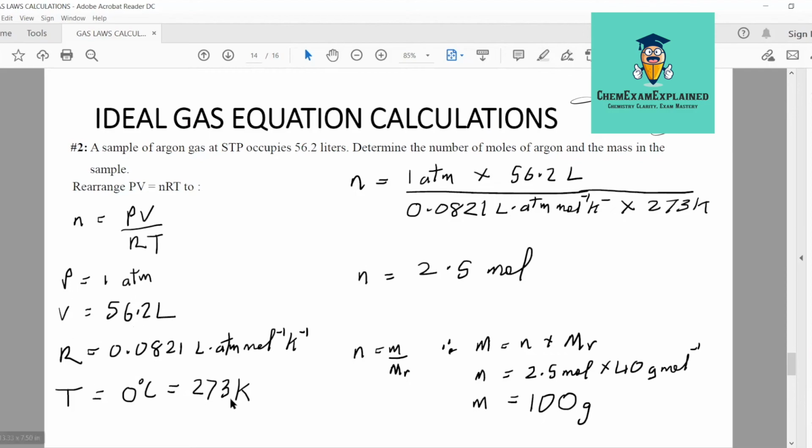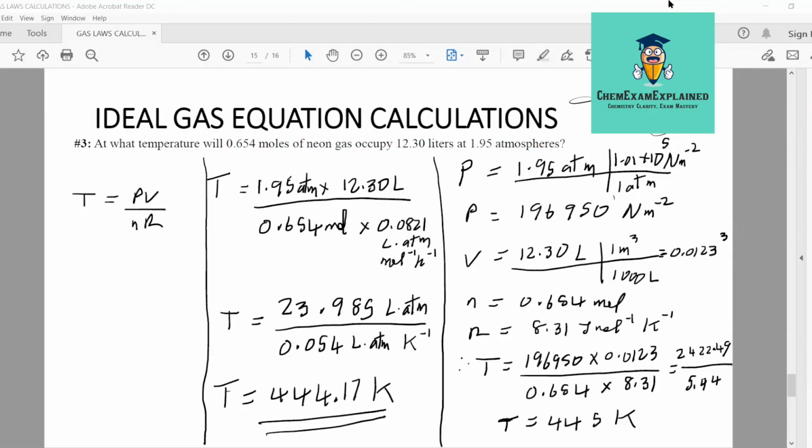Again, it's much simpler with the units, so I just plug in the information here, and I have 1 atmosphere times 56.2 liters over 0.0821 liter atmosphere per mole per Kelvin, and a temperature of 273. And when you look at removing the various units, you'll end up with your answer in moles. Again, we just simply now say mole is equal to mass over molar mass. Therefore, mass is equal to moles times molar mass, which gives you the same value of 100 grams.